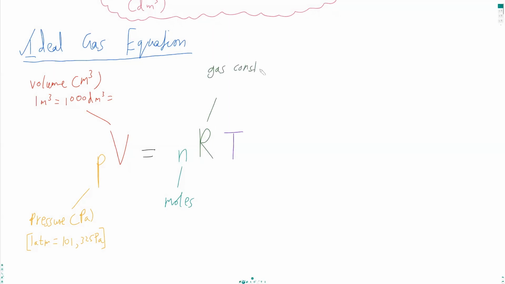And this is given in the cheat sheet as well, which is 8.314. The units are J mol^-1 K^-1. So you can probably guess, judging by the units, that T is the temperature measured in Kelvin. So 0 degrees Celsius equals 273 Kelvin.